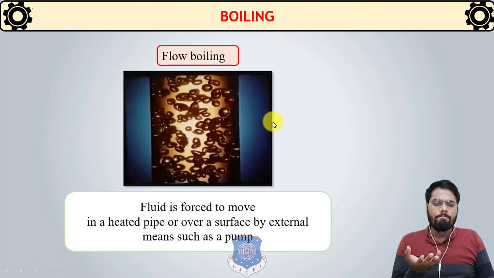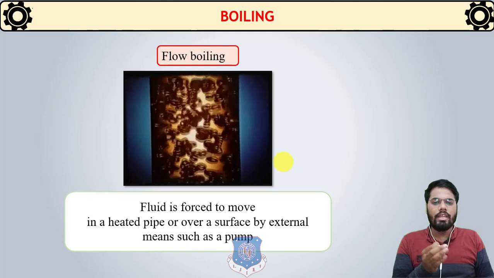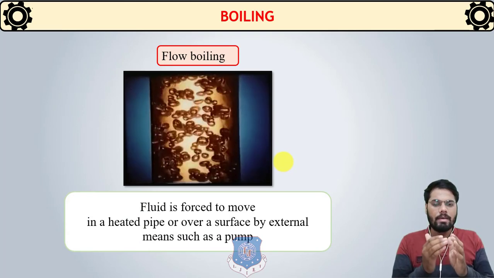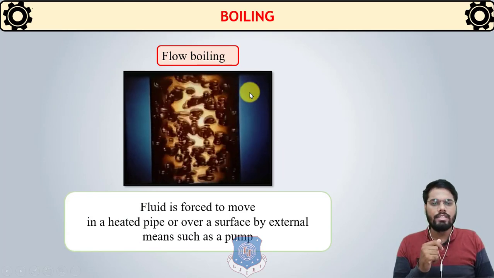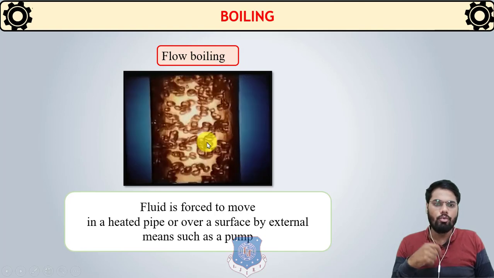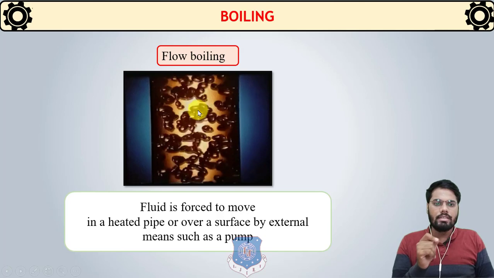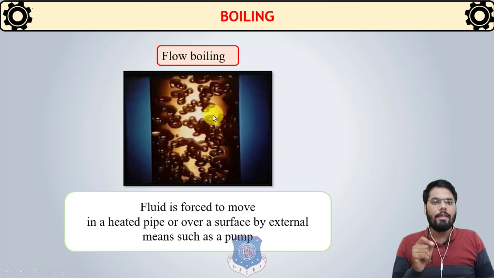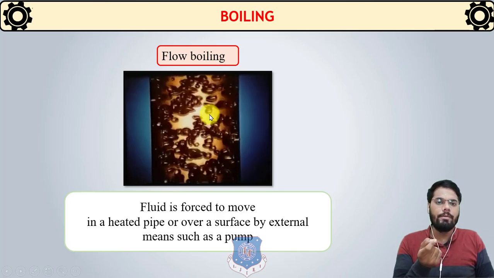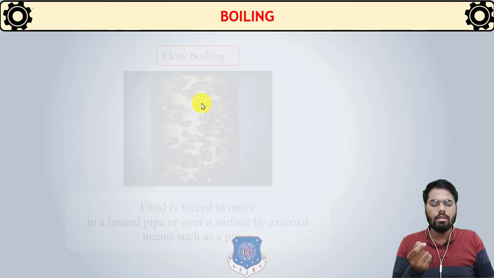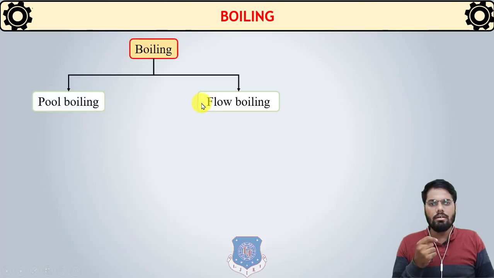In flow boiling, the fluid is forced to move in a heated pipe or over a surface by some external means such as a pump. As you can see in this animation, the fluid is flowing. Simultaneously, boiling of the fluid is happening at the surface of the pipe, so there is a generation of bubbles.